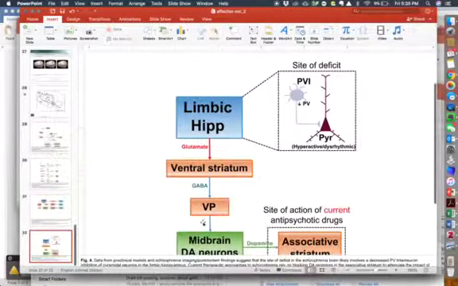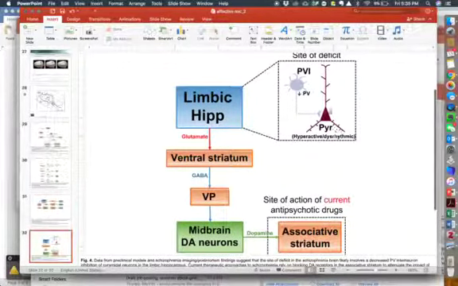And then finally, the last slide I wanted to point out to you was a zoom in on the limbic hippocampus and talking about how these GABAergic neurons get disrupted. And they affect the ability of these neurons to function. So that's the story there.